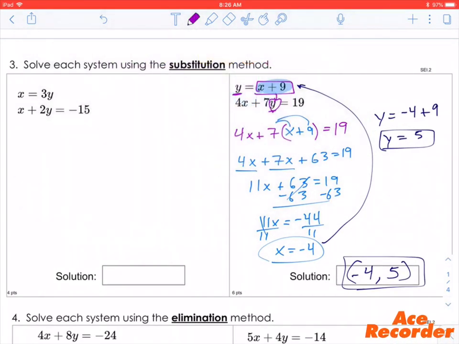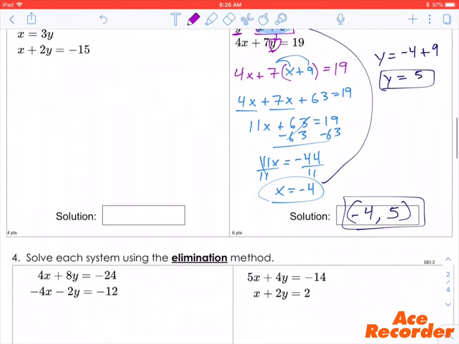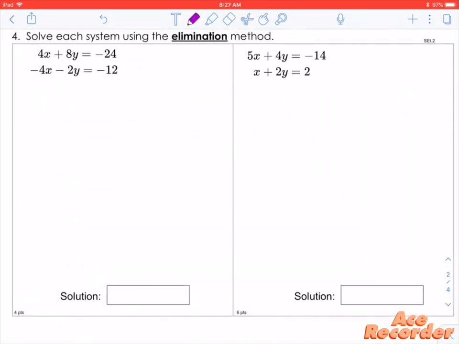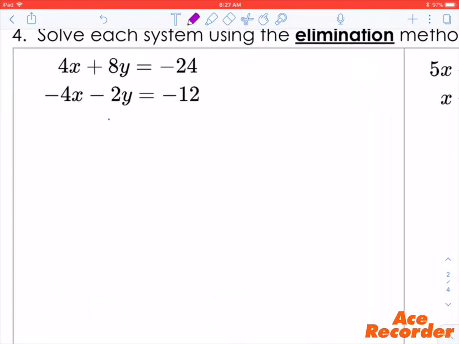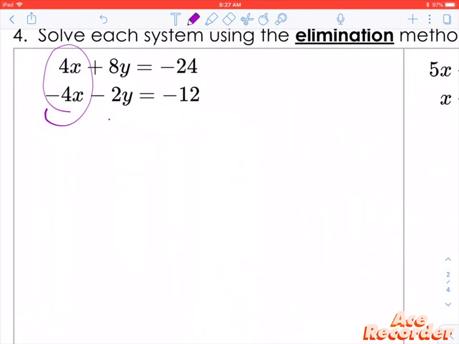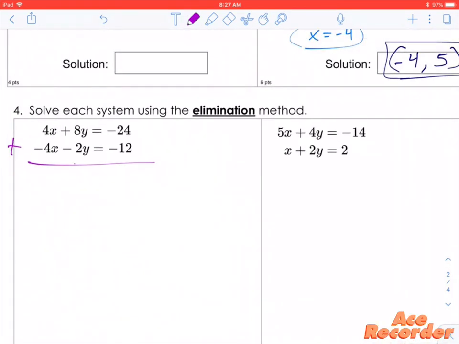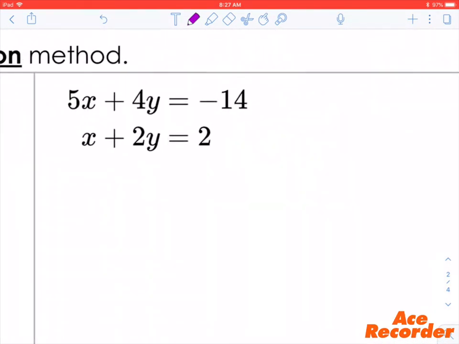So I'll let you do the other one for number 3. And then if you go down to number 4, it's elimination. This one we've been kind of working with a little more lately. So you need opposites. So the first one, you already have opposites, so you can go ahead and add those together right away. But this one, we have to get opposites. So let's go ahead and look at this one.